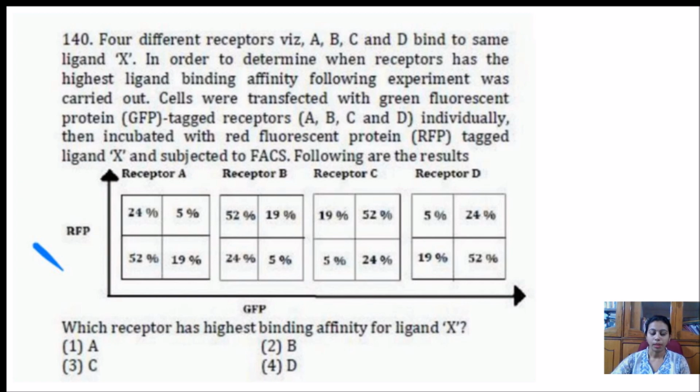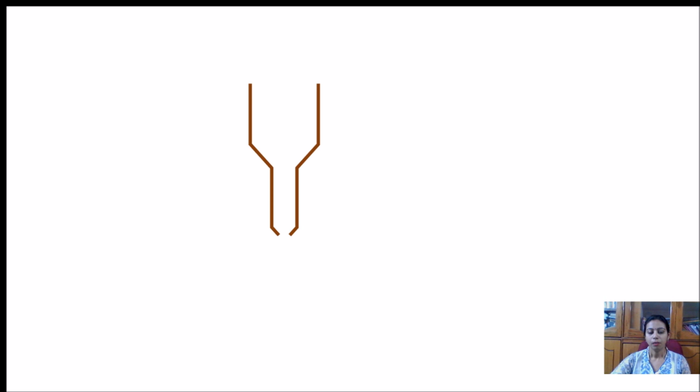What is the property of the flow cytometer and how do we use it to analyze or study such things? Actually, a flow cytometer contains a nozzle that allows the passage of only one cell at a time, and this one cell at a time will interact with a laser light.